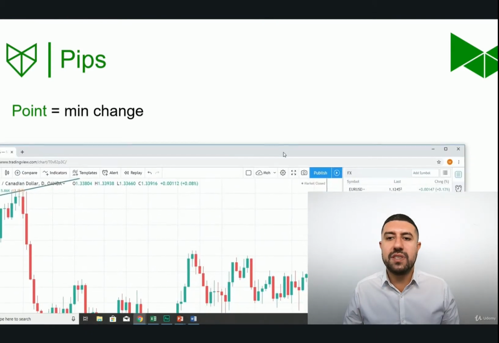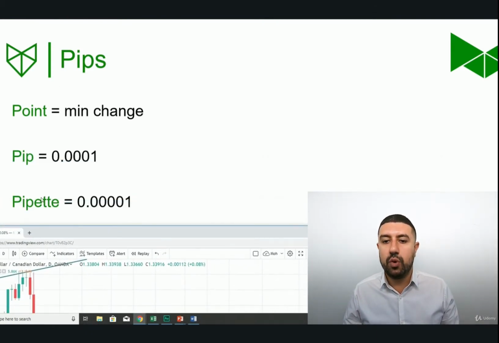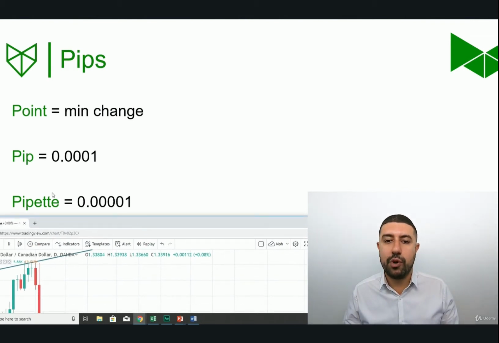And then a point is just the minimum change. For different currencies, most of them now are going to be in pipettes. So the minimum change is going to be in pipettes, but we call that a point. But the one that you really want to remember is pip.